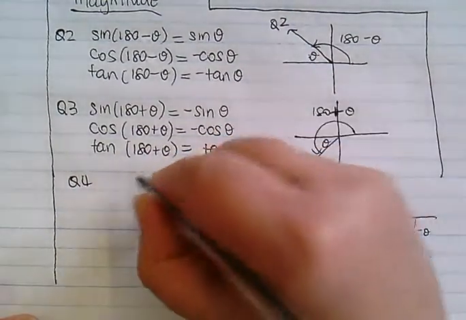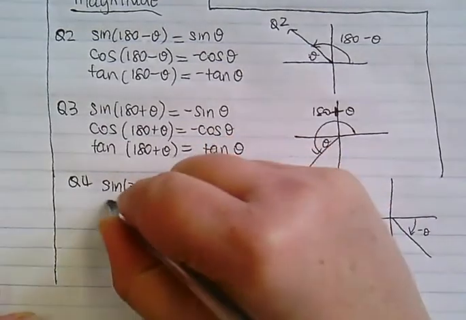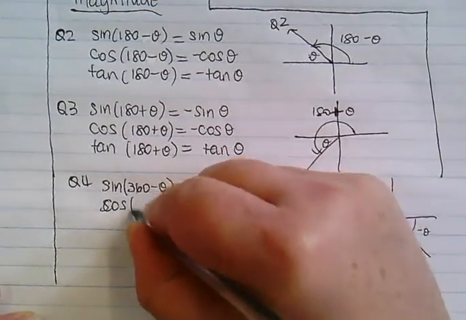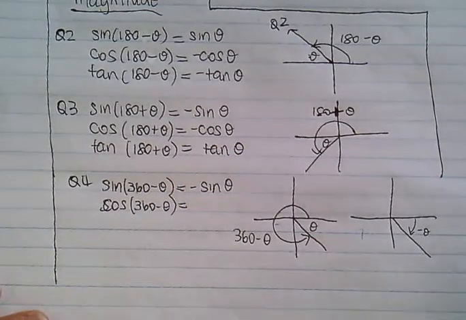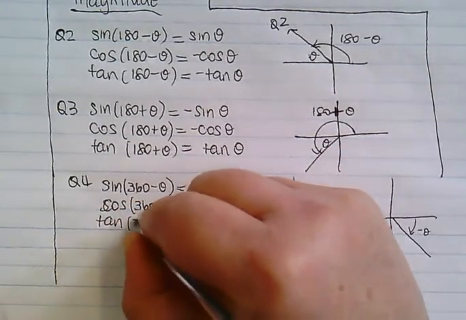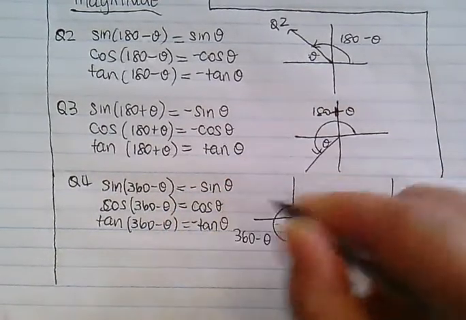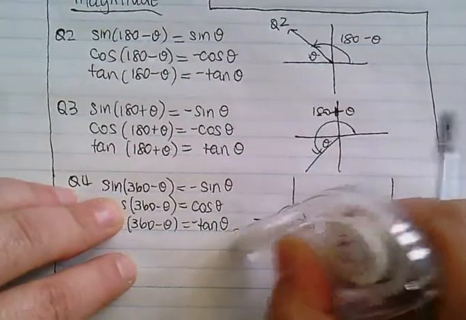So quadrant 4, the sine of 360 minus theta is what? Positive or negative? It's negative sine theta. The cos of 360 minus theta, is that one positive or negative? Positive. And the tan of 360 minus theta is also negative. Okay. Sorry, I'll just move this 360 minus theta out of the way.